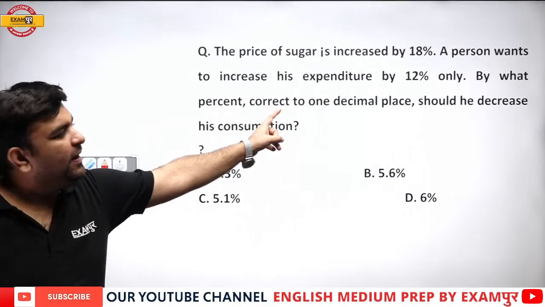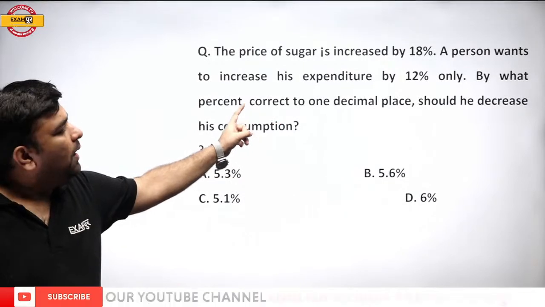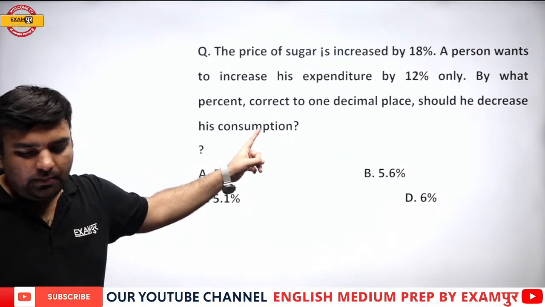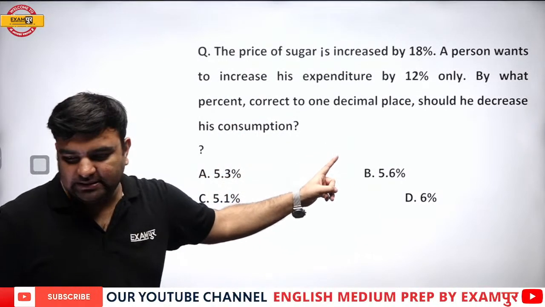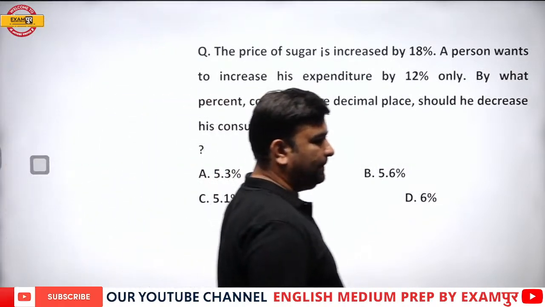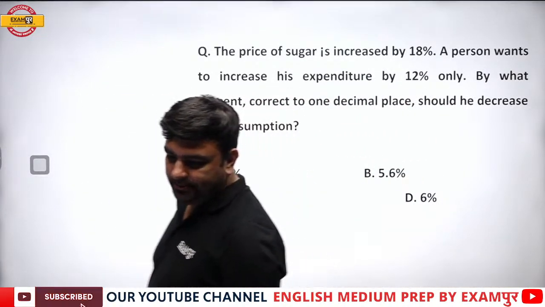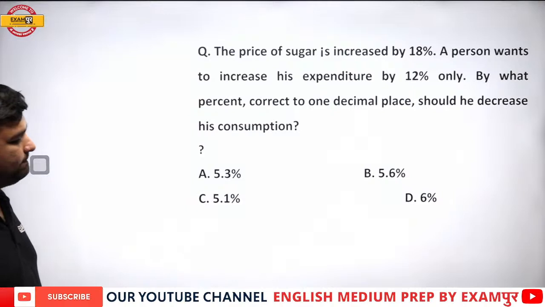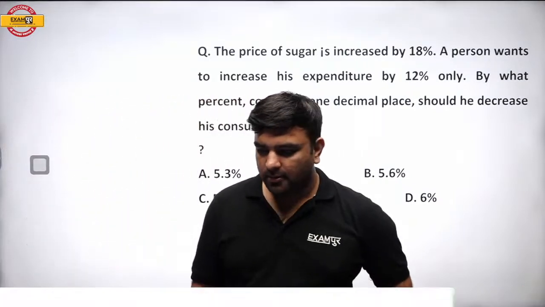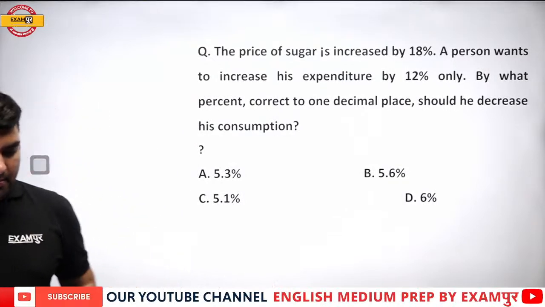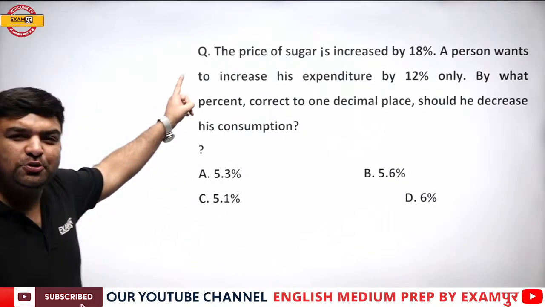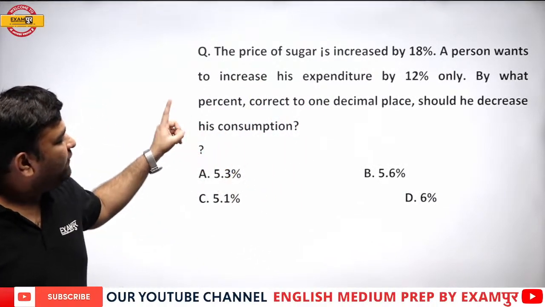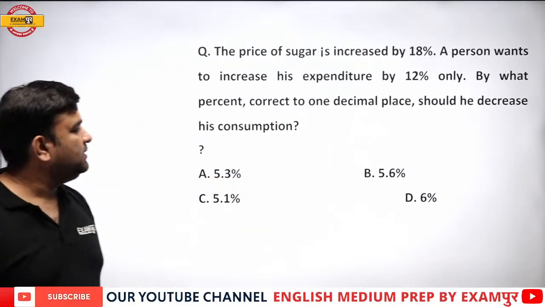The price of sugar increased by 18%. A person wants to increase his expenditure by only 12%. By what percentage, correct to one decimal place, should he decrease his consumption?